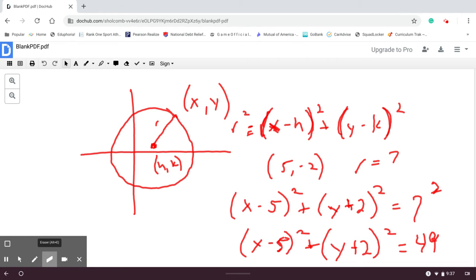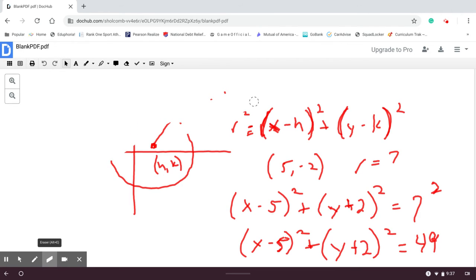Now, they're not always going to give you that information, however. Sometimes they'll give you different information which requires a little bit more work. So let me show you that.